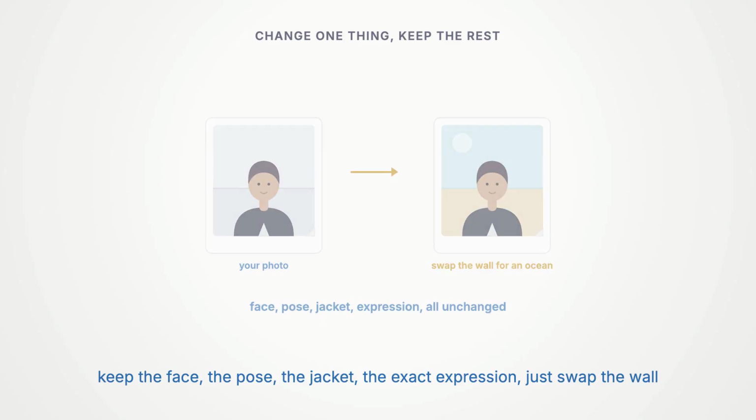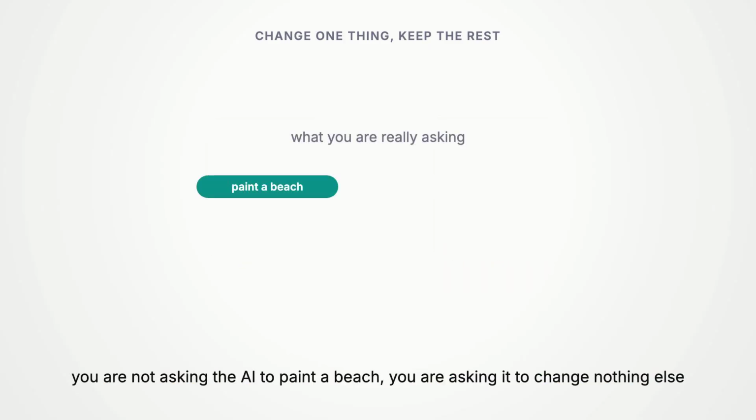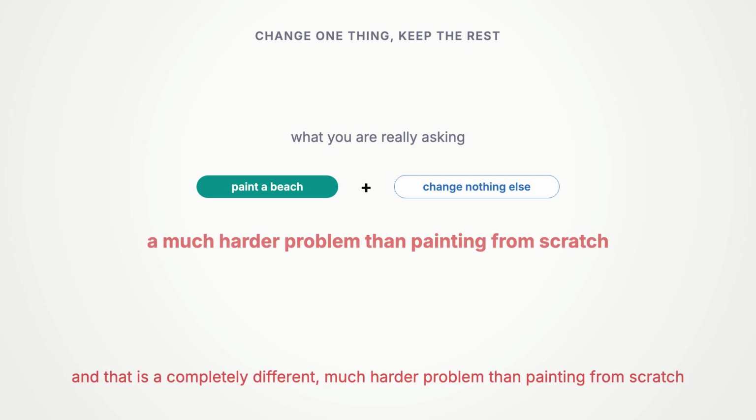Now think about what you are really asking. You are not asking the AI to paint a beach. You are asking it to paint a beach and change nothing else. And that turns out to be a completely different and much harder problem than making a picture from scratch.